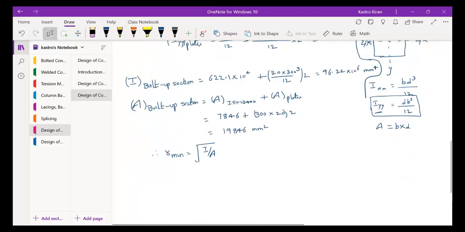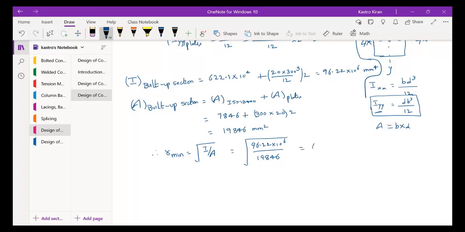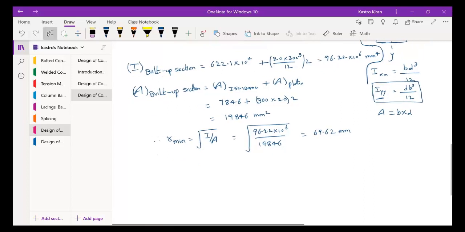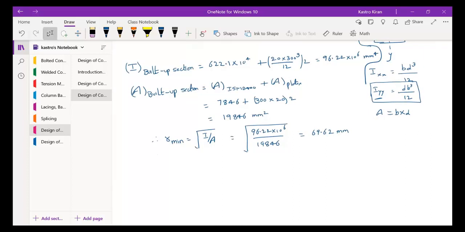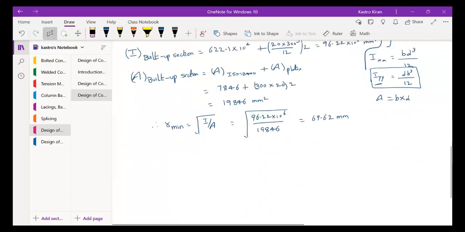So here also, therefore, R equals to under root 96.22 into 10 power 6 upon the total area of the built up section. What is the total area of the built up section? It is 19846 mm square. So if you solve for this one, the R minimum value will be 69.62 mm. So this is the final R minimum value, right? So R minimum equals to root I by A. So this is how you should find out the R minimum value for built up sections. So this is the entire process of finding.